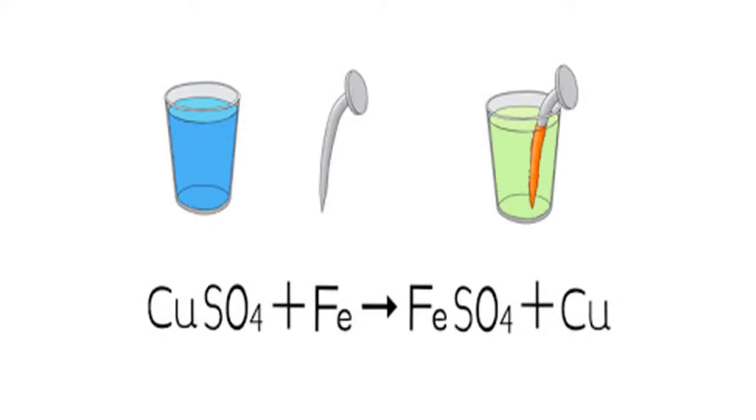This reaction we can represent chemically as CuSO4 plus Fe gives FeSO4 plus Cu. Here CuSO4 is copper sulfate, which is blue in color, and Fe is the symbol of iron. FeSO4 is the formula of iron sulfate and Cu is the symbol of copper.